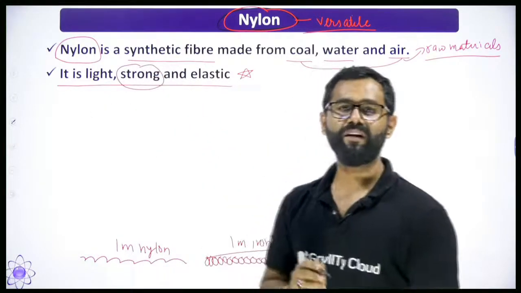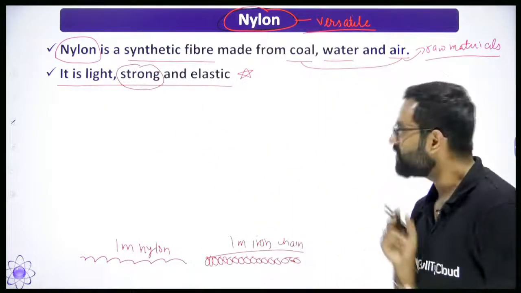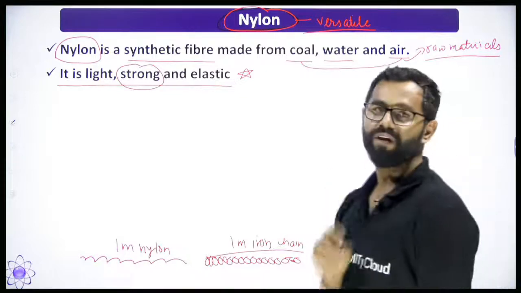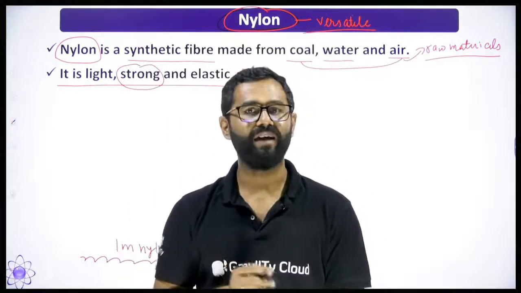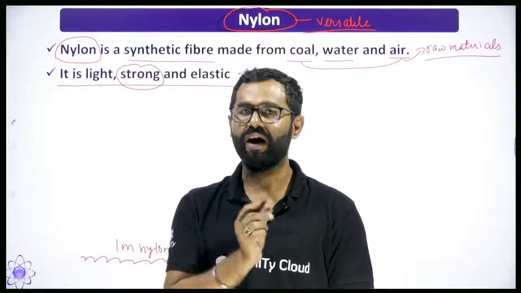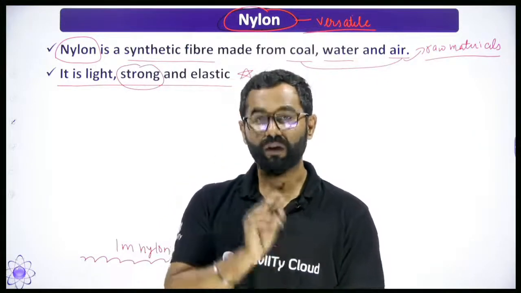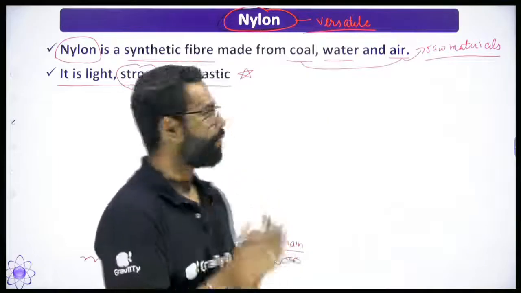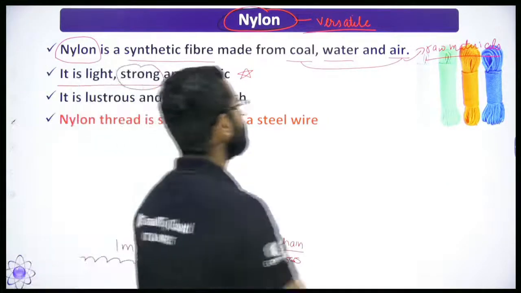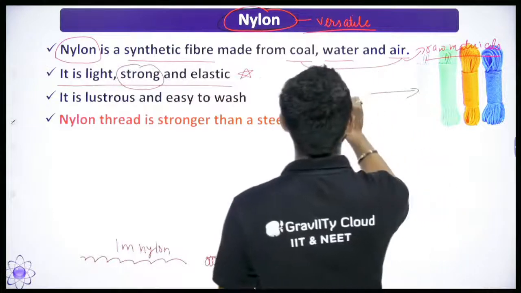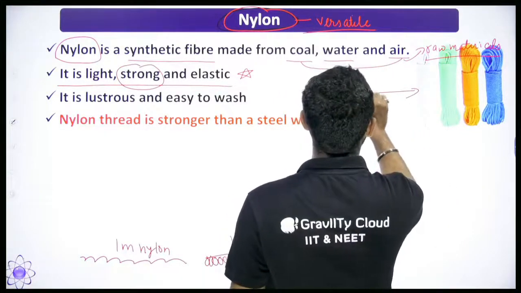Strong. The strength of nylon is very high. How can we say that nylon has such a high strength, such strong power? Because nylon is used to make ropes. We use nylon to make the ropes, right? These are the nylon ropes.